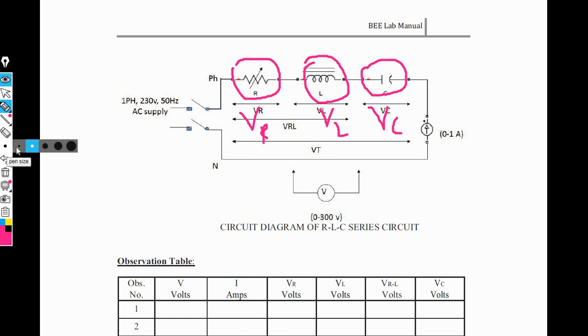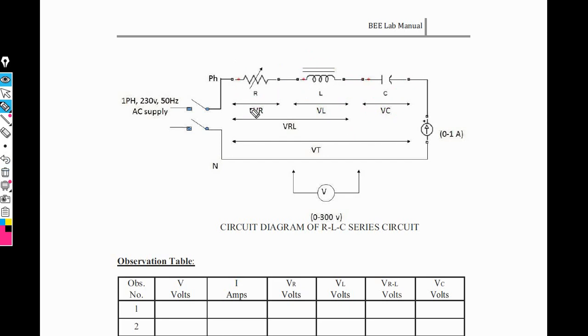Then here voltage across R, VL, VC, then voltage across R and L, that is VRL, then total voltage across VR, VL, VC. Now here is a single phase 230 volt 50 Hz AC supply, and that is its waveform.